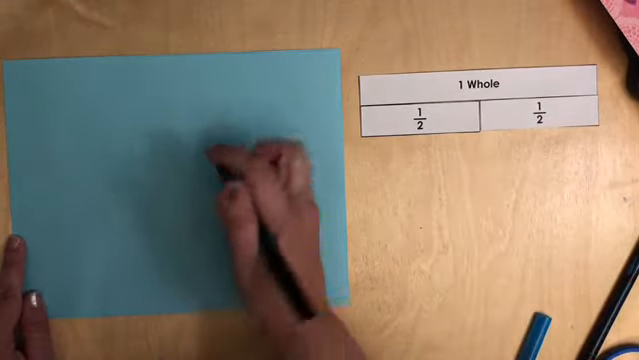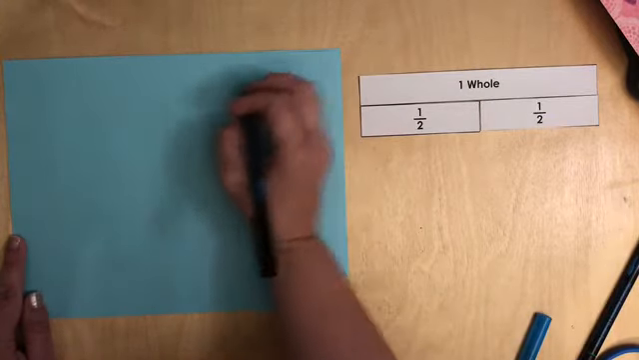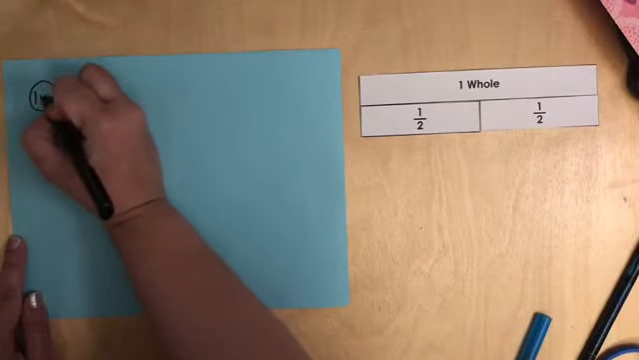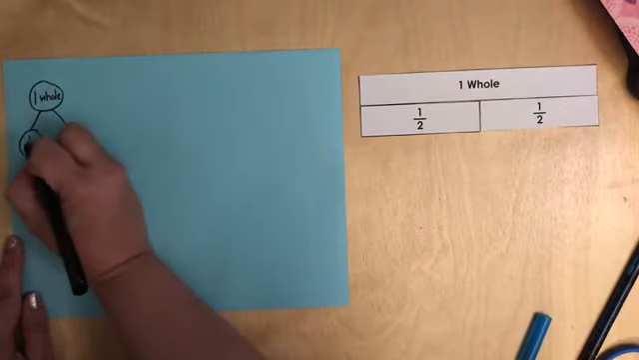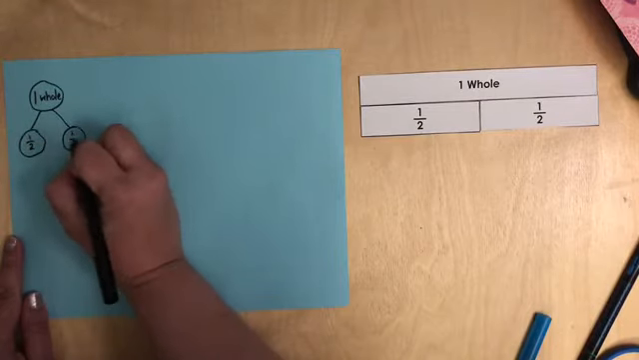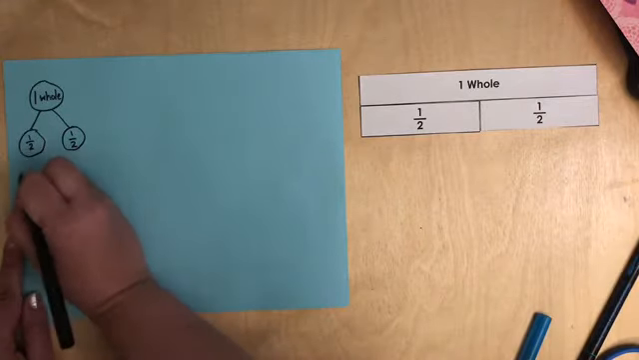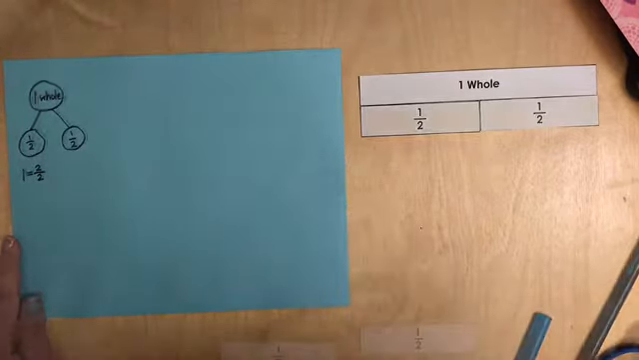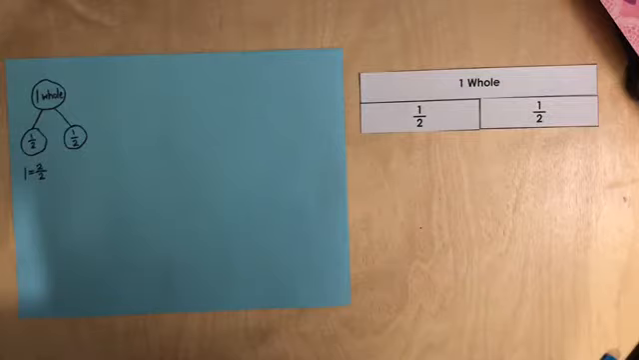Equivalent means equal. So when we make our number bond for one whole and two halves, we're going to write one whole, and then one whole breaks down into the pieces of 1/2 plus 1/2, and we get one whole. So let's keep track of our equivalent fractions. We're going to say one whole equals two halves. Remember that one whole is just a copy of 1/2.